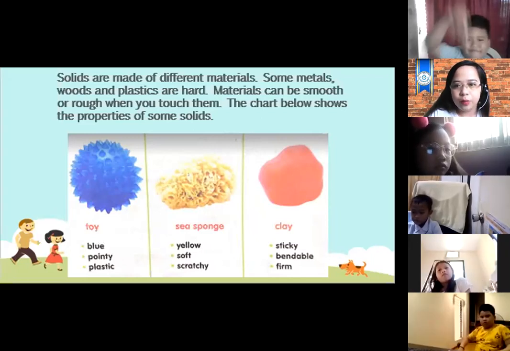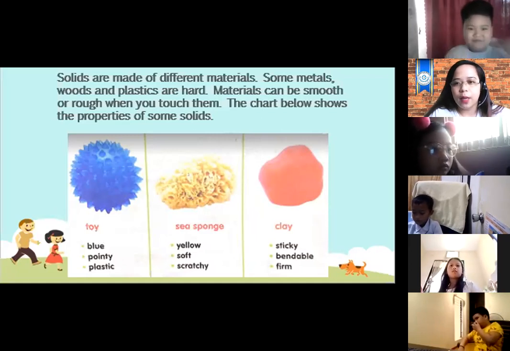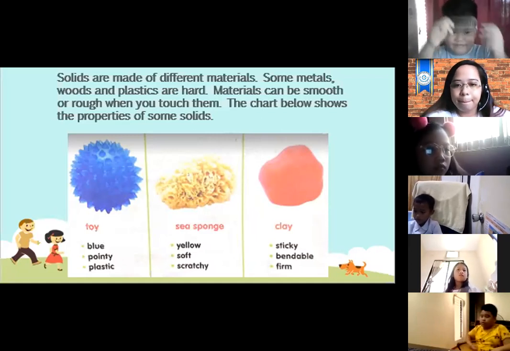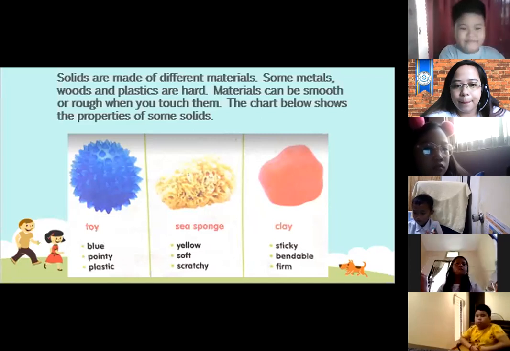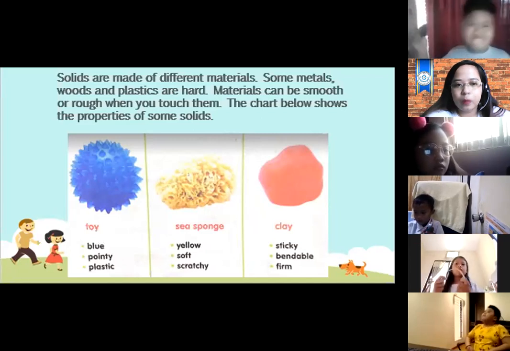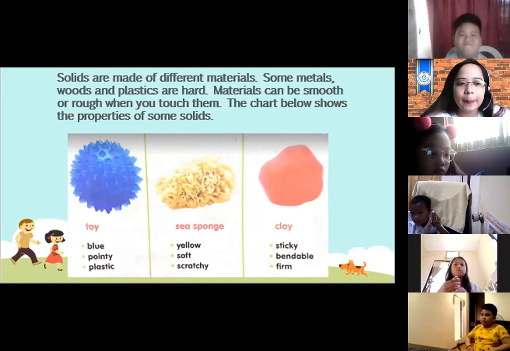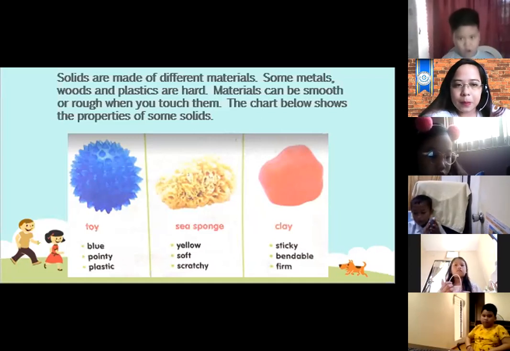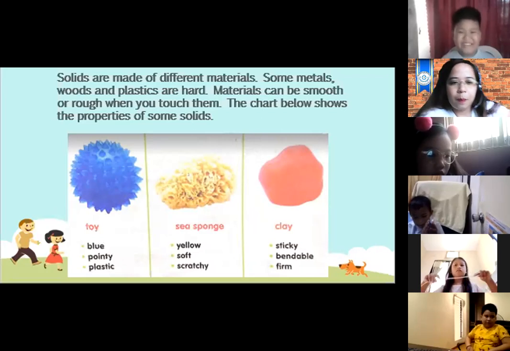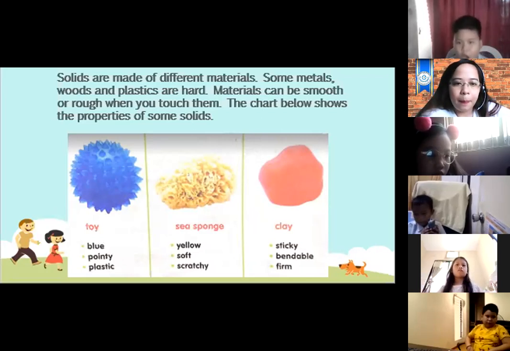Has everyone shared their objects? Okay, let's have Sophia. We cannot hear you, Sophia. My mic is on. A piggy bank.